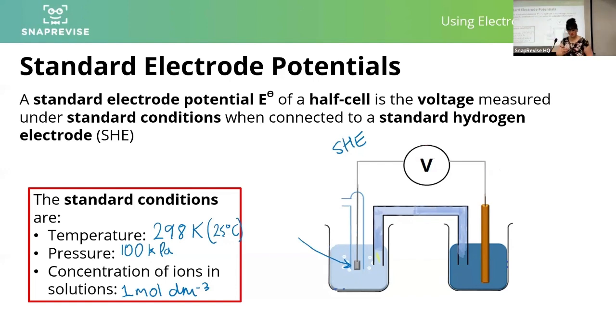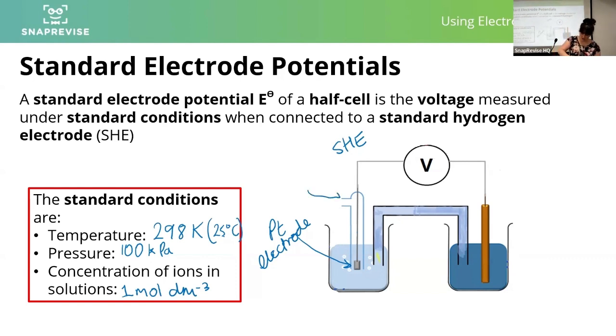We use platinum, a platinum electrode. Why? We use a platinum electrode because it's a good conductor of electricity, and it provides the surface for the reaction to happen on, for there to be an interface between the gas and the aqueous ions, and it's inert, so it doesn't react, it doesn't interact, it doesn't get in the way of our circuit. So platinum is our electrode.